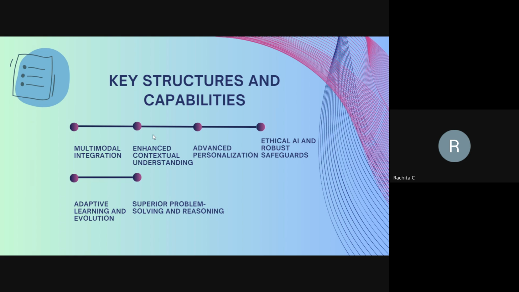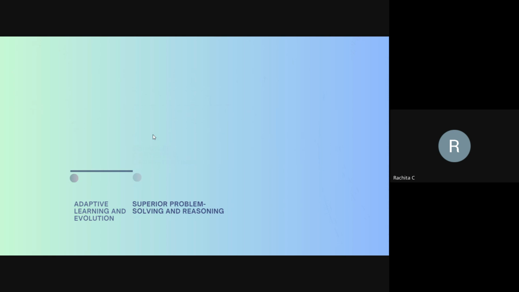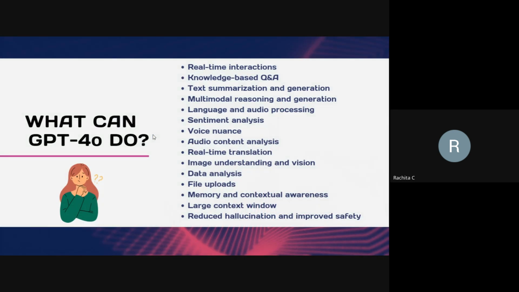And then we have superior problem solving and reasoning. Mathematical reasoning and logical reasoning have always been a problem for generative AIs and LLM models, because they are not able to give a proper response in this domain. So this model relatively performs well when we give a problem statement related to problem solving and logical reasoning. So these are the key structures and capabilities of GPT-4o.